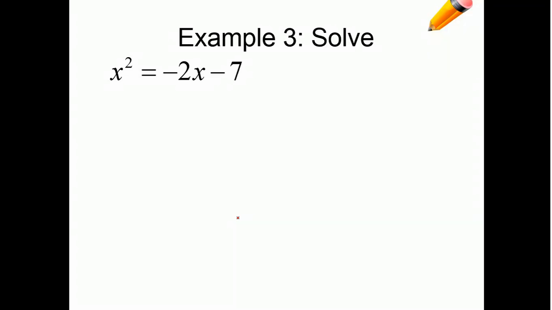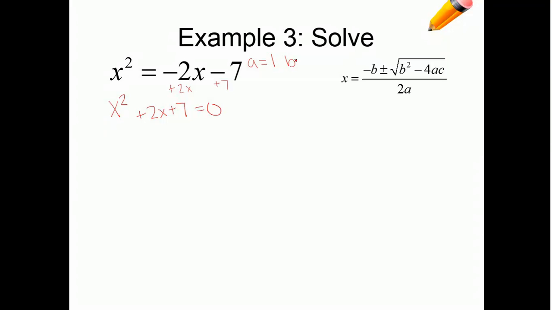Let's try the last problem here. x squared equals negative 2x minus 7. Now notice, not everything's on the same side. You're going to want it on the same side before you designate your A, B, and C. So I'm going to go x squared, looks like I got to add 2x and add 7, right? So x squared plus 2x plus 7 equals 0. Now I can plug into my formula. So A is 1, B is 2, and C is 7.